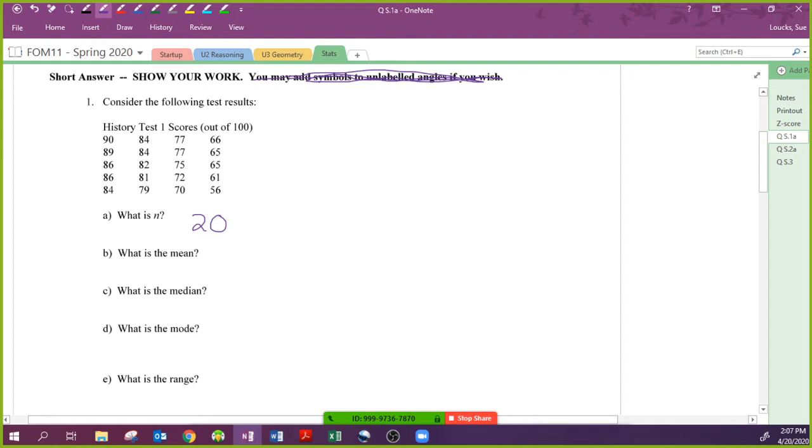Okay, the mean, you add them all up and divide it by how many you have. So the mean is 76.45. The median is 78. The mode is 84 because 84 actually shows up 3 times. A couple people put 86 and 77, but they're only there twice. And the range is the highest minus the lowest, which is 34.